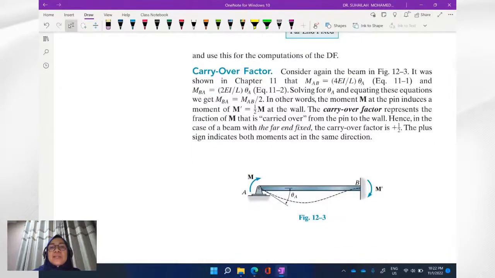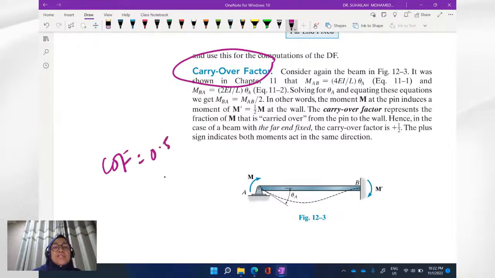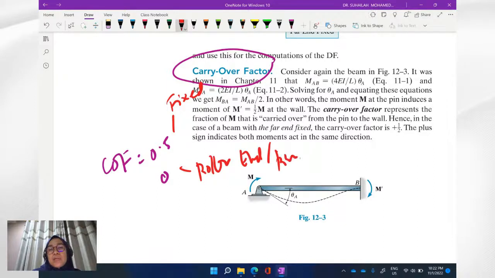Another important term is called the carryover factor, COF. It is 0.5 and 0, depending on the far end condition as well. This is for the fixed end, and this is for the roller end or pin.